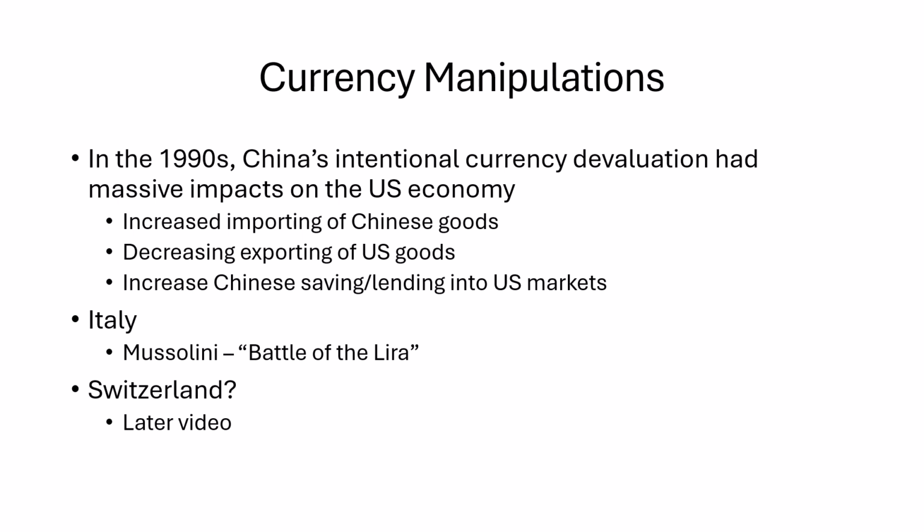Now, when I say currency manipulation, that could be anything, right? That could be trying to make your currency jump around in value. That could be trying to make your currency worth as much as possible. But when we see forms of currency manipulation in the wild, it's usually countries trying to make their currency worth as little as possible. So in the 1990s, China made its currency worth very little. They basically manipulated the market to make Chinese currency cheap, especially for US citizens.